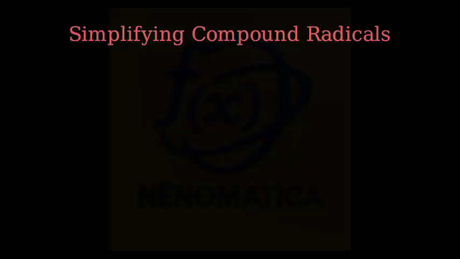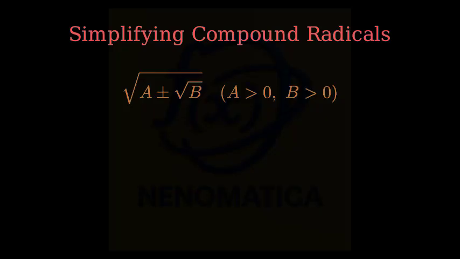In this lesson, we learn how to convert compound radicals like the square root of a plus or minus the square root of b into a sum or a difference of simple radicals. We'll also prove the formula in practice with clear examples. The target expression is the square root of a plus or minus the square root of b, where a and b are positive. Our goal is a clean, simple form.